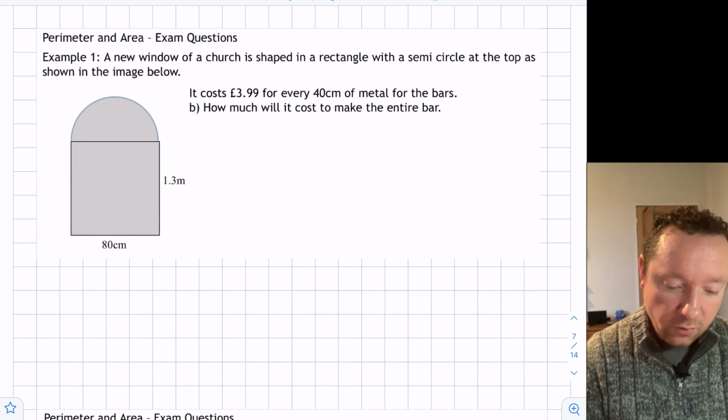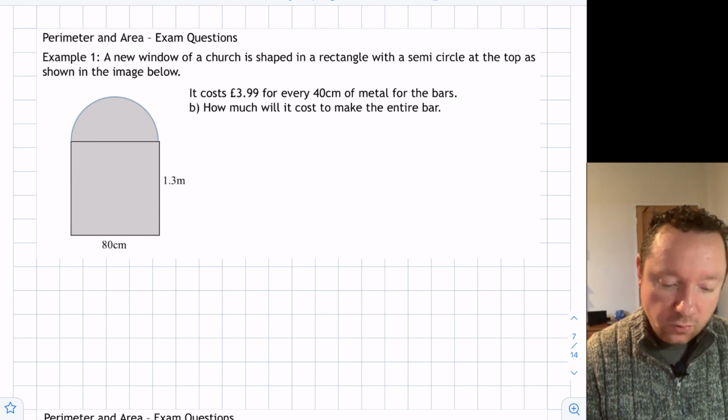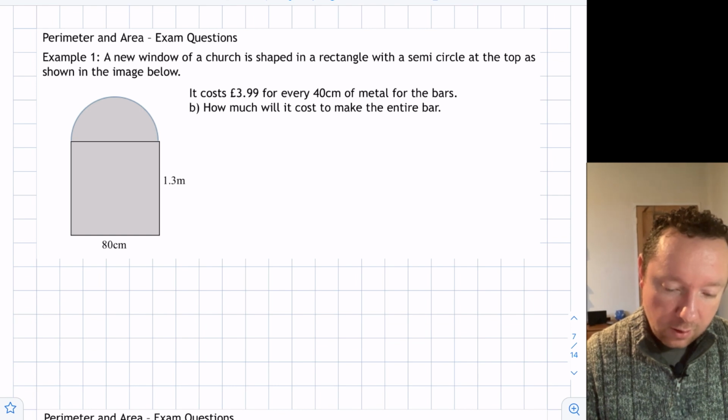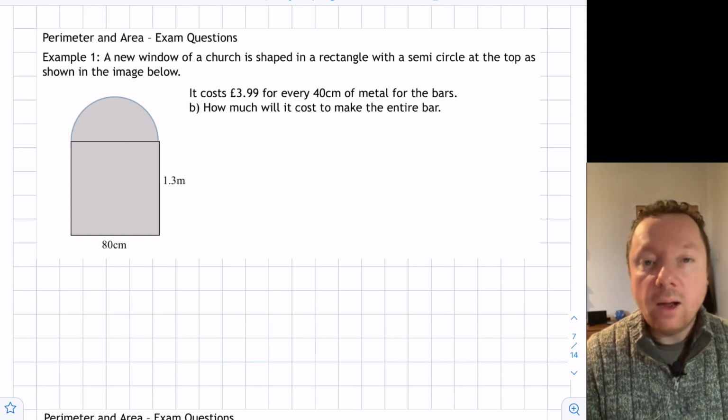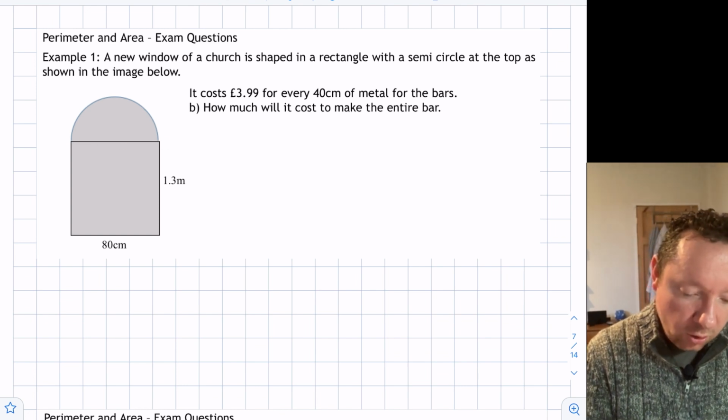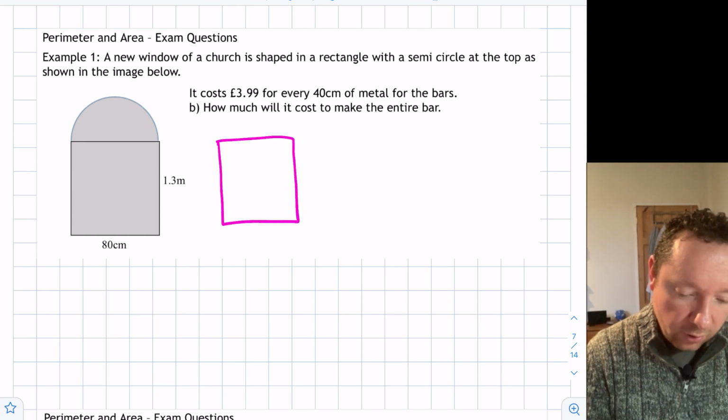Example 1 says, a new window of a church is shaped in a rectangle and semicircle. It costs £3.99 for every 40 centimetres of metal for the bars. How much will it cost to make the entire bar? So we have this and a semicircle. We will need to work out our perimeter because it's asking us for the whole thing. And we'll probably need this one here as well, let's assume that it's going all the way around.